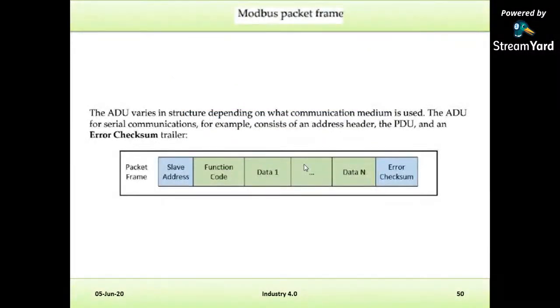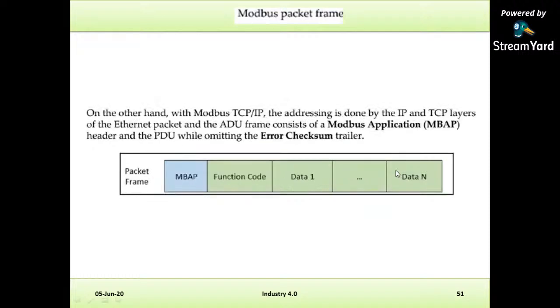And at another level, we incorporate the error checksum, Modbus Plus, like that will be taken into account. It will vary in structure depending on the communication layer or medium you are going to utilize. The error checksums are also available. Up to this point, we identify the slave address, and then whether all the data is received or not, we check with the help of the error checksum.